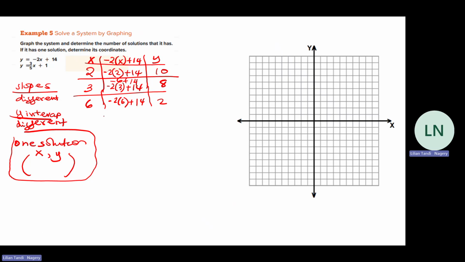So the points I need to plot are 2, 10. And here you need to use 2 different colored pencils because you have 2 different equations. So you need to make sure you have 2 different colored pencils. 2, 10 will be here.